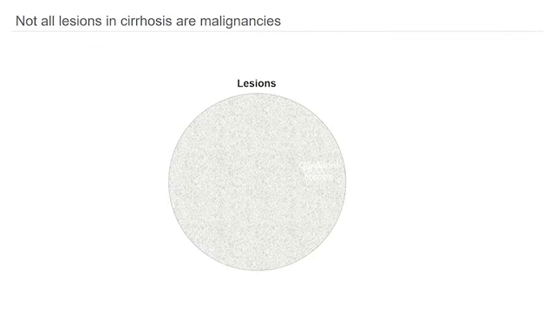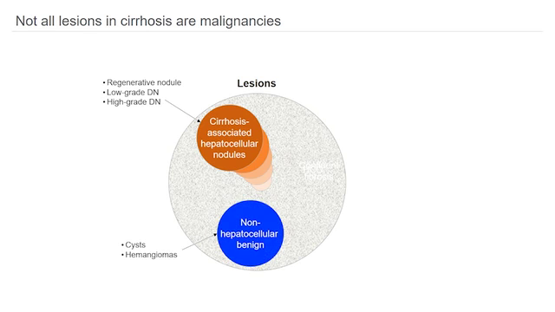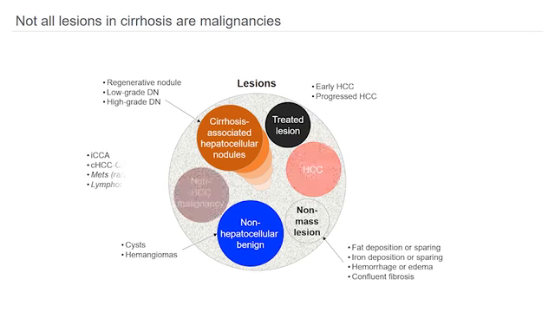On top of this complicated process, not all lesions in cirrhosis are malignancies. We can have many cirrhosis-associated hepatocellular nodules. We can have benign non-hepatocellular lesions such as cysts and hemangiomas. We can also have non-mass lesions, including fat deposition or sparing, hemorrhage, edema, and areas of confluent fibrosis. We can have treated lesions, and of course, we can have our primary and secondary malignancies.